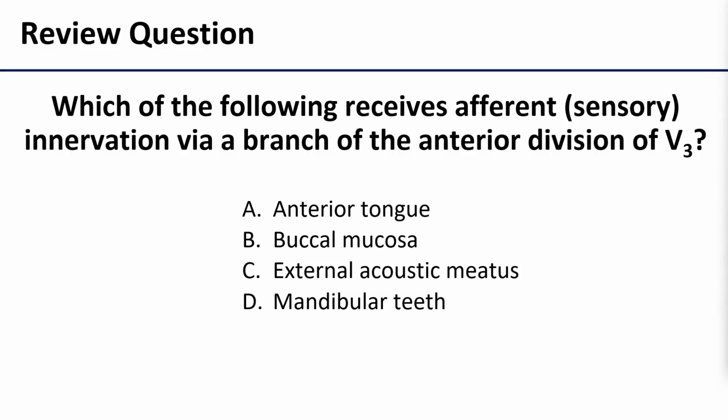All right, that brings us to the end. So for your review question, I want you to answer which of the following receives afferent or sensory innervation via a branch of the anterior division of V3.